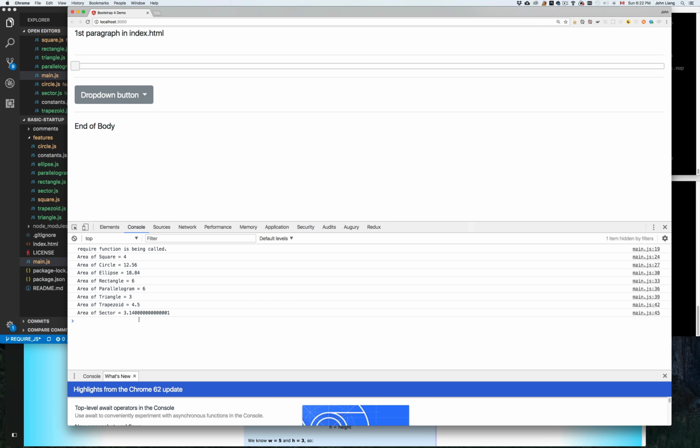So area of the sector is 3.14. Okay? If you take a look at this, the area of the entire circle with the same radius is like 12.56. And here is 3.14. So 90 degrees is a quarter of a 360 degree circle. All right, so this is correct as well.